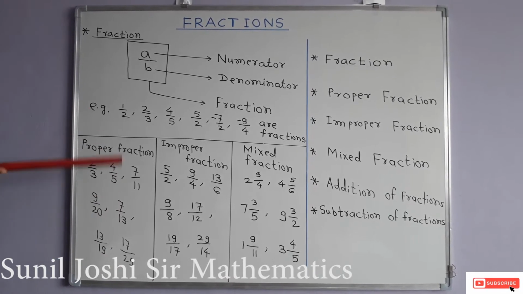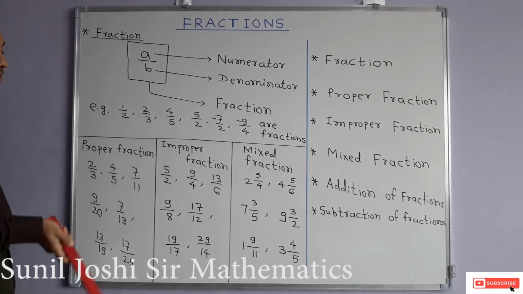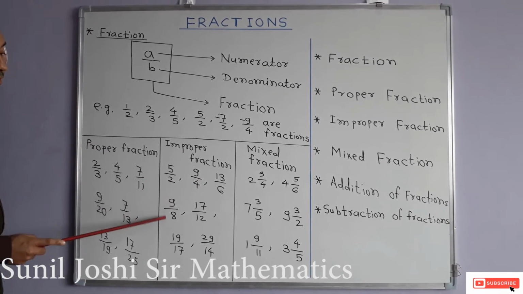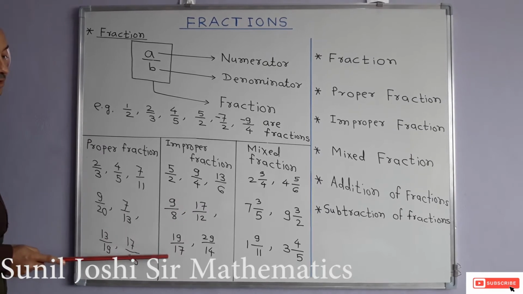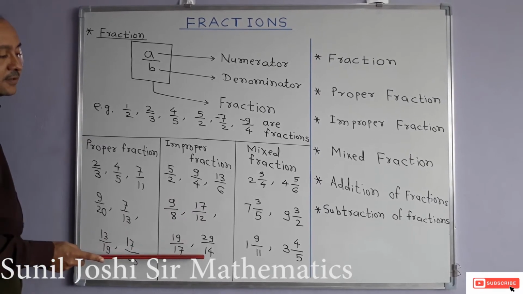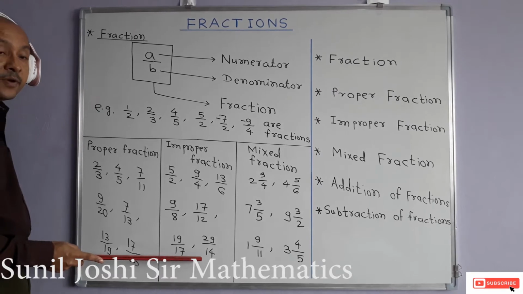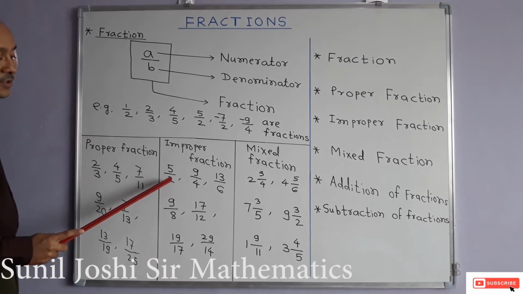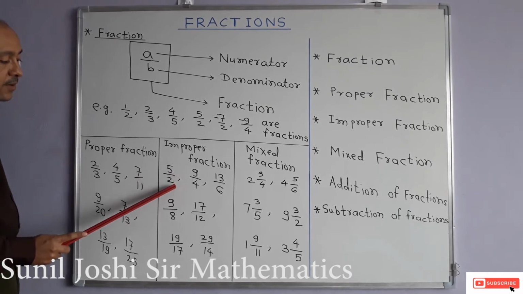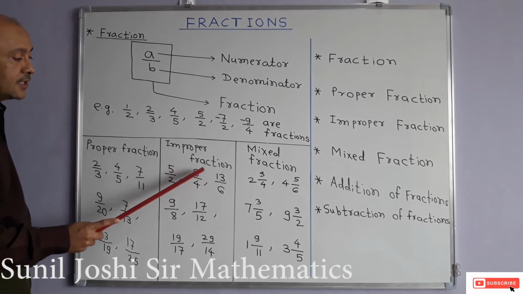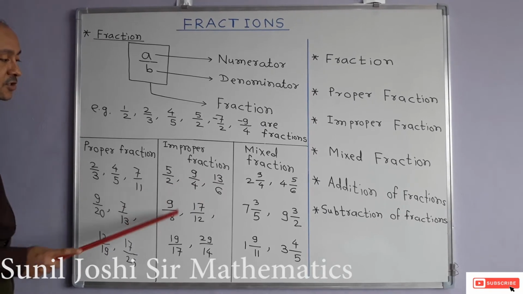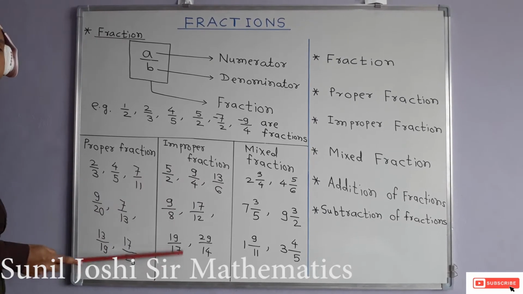So exactly the opposite in the case of improper fractions. See 5 upon 2, 9 upon 4, 13 upon 6, 9 upon 8, 17 upon 12, 19 upon 17, 29 upon 14. These are the examples of improper fractions. Why are they called improper fractions? Because if you compare the numerator and denominator, you will see that the numerators are larger than the denominators. So these are called improper fractions.